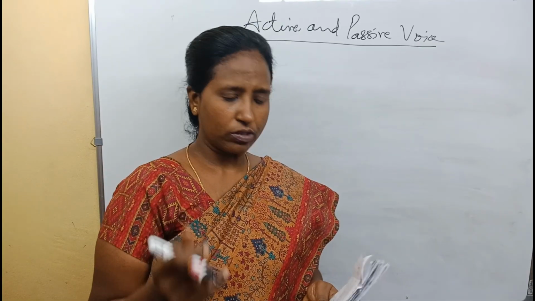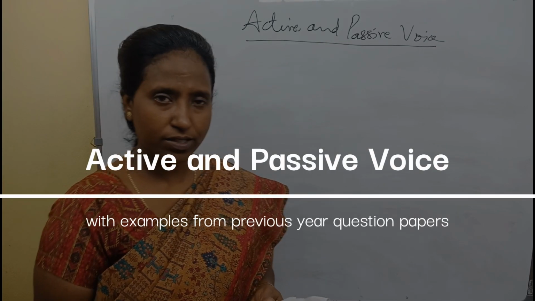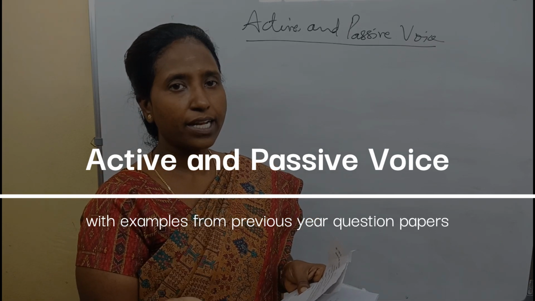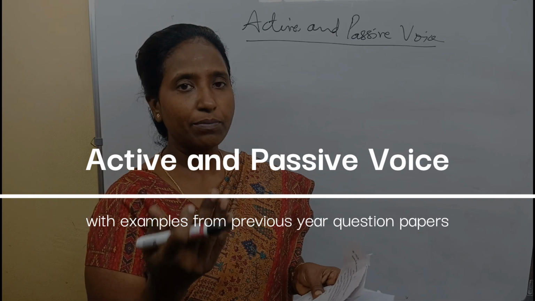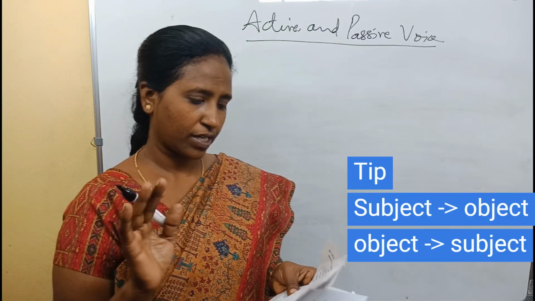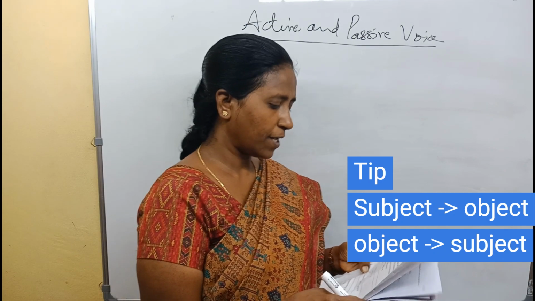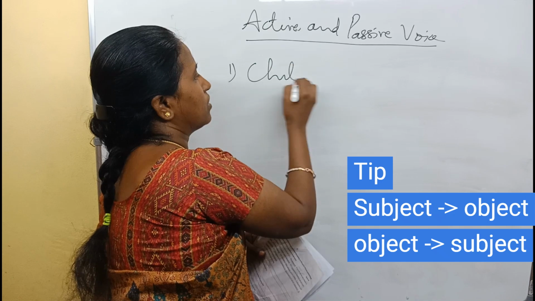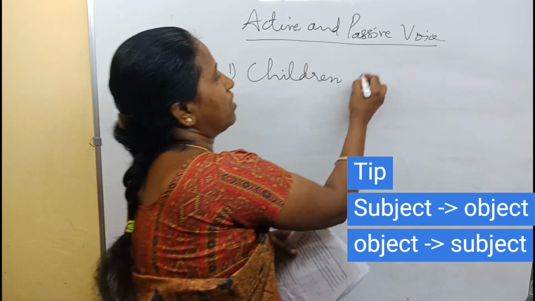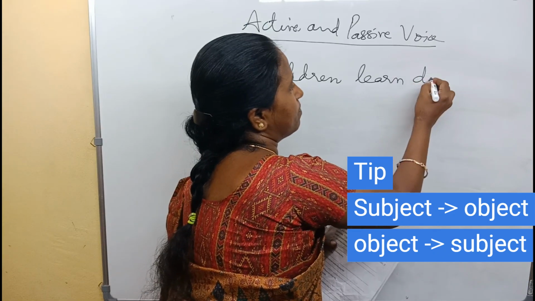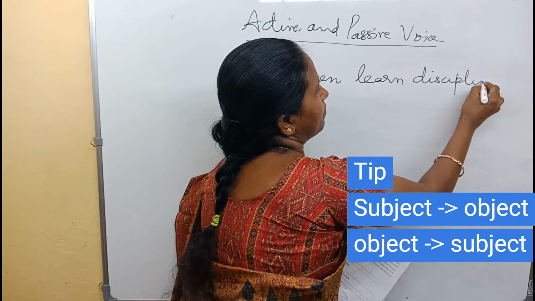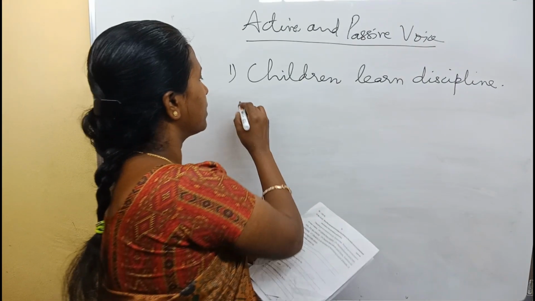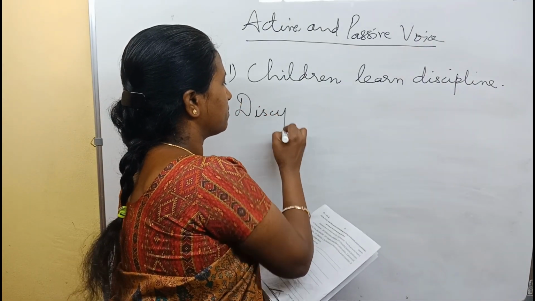Okay. On to the next concept, active passive voice. You all know in active passive voice how we do is the head becomes the tail, the tail becomes the head. Subject becomes the object, object becomes the subject. For example, if you see here, children learn discipline. Here the first sentence is children learn discipline. Here the instruction given is we have to begin the sentence with discipline.